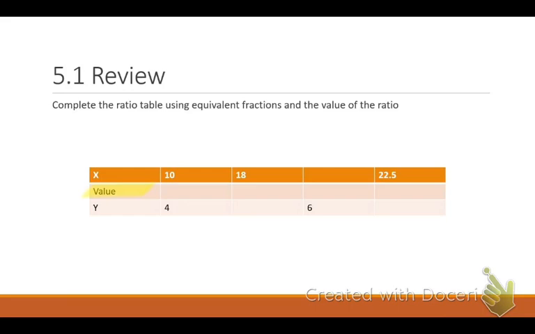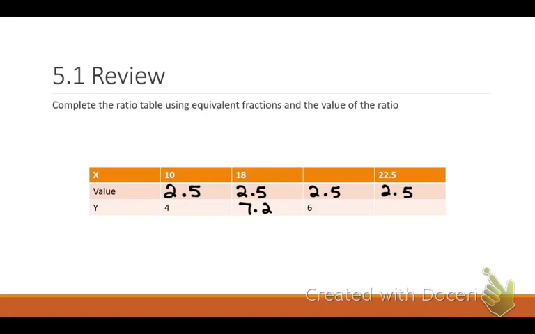So 10 divided by 4 is what, guys? What's the value of my ratio? 2.5. Did you find 2.5? So 2.5 is my value all the way across. So what is, sorry, my iPad's freezing up. What is 18 divided by 2.5? It's 7.2. So it's 2.5 all the way across for my value, and 18 divided by 2.5 is 7.2.